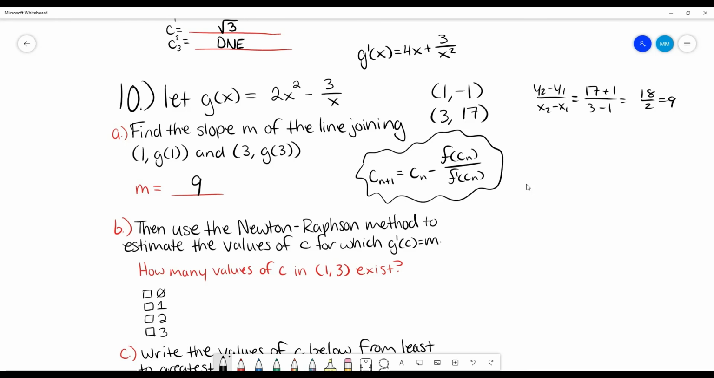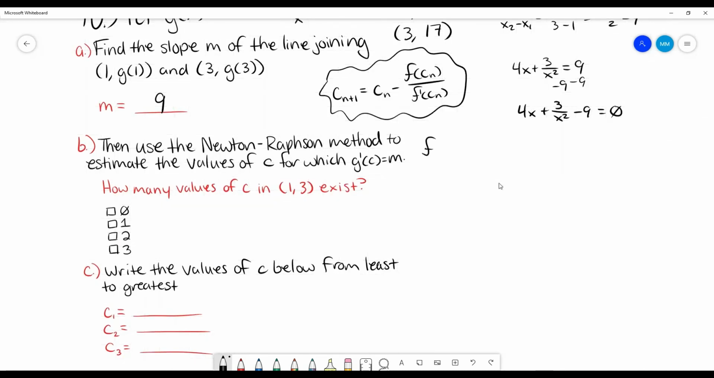So, all right, we have our derivative there, and we want to see when that derivative equals our slope, right? So what that means is we're looking at this here, when that equals 9. But our Newton-Raphson method is for estimating zeros. So I need to set this equal to 0, which means I need to move my 9 to the other side, which instead gets me this, which means that this is the function we're going to use for f of c in here. So I'm going to make a note of that. I'm going to write that f of x equals this here, minus 9.